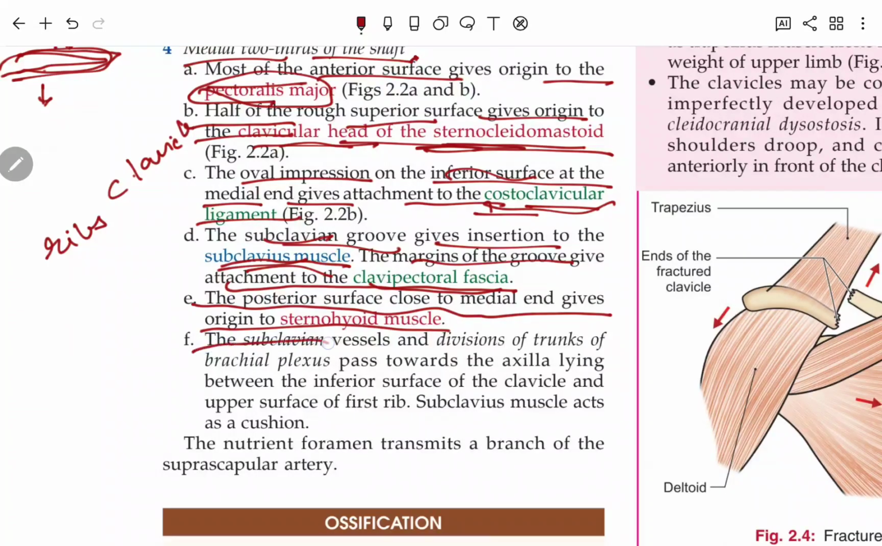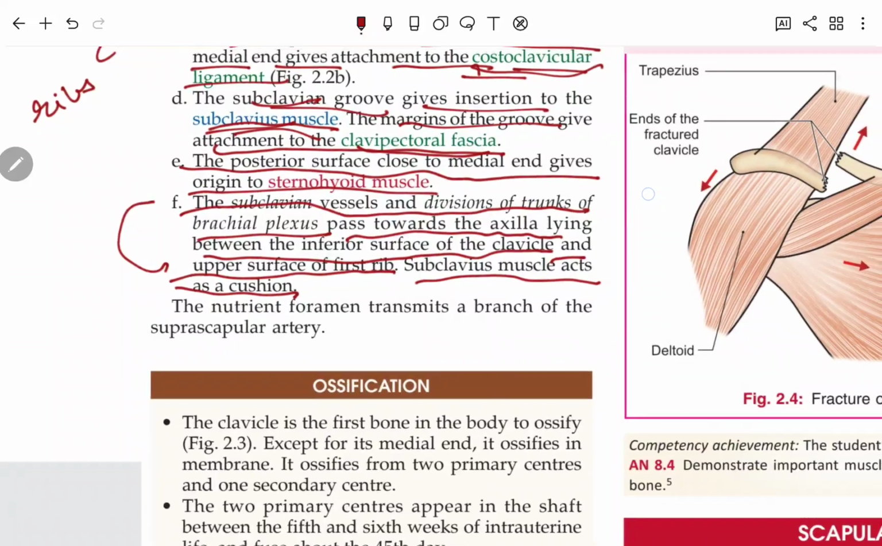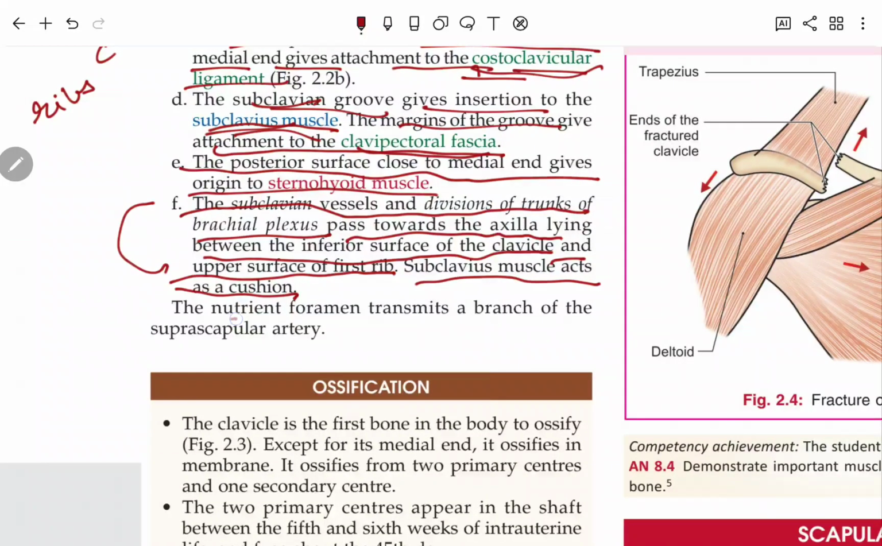The subclavian vessels and division of the trunk of brachial plexus pass towards the axilla lying between the inferior surface of the clavicle and upper surface of the first rib. Subclavius muscle acts as a cushion for all these vessels and brachial plexus. The nutrient foramen transmits a branch of suprascapular artery.